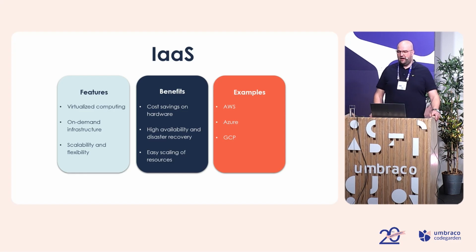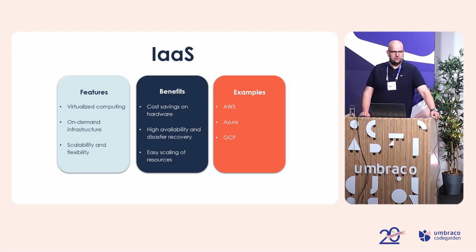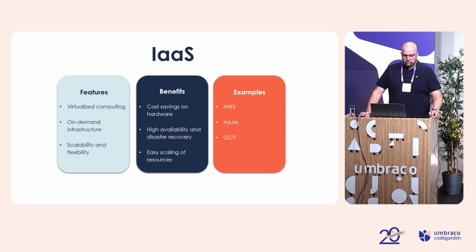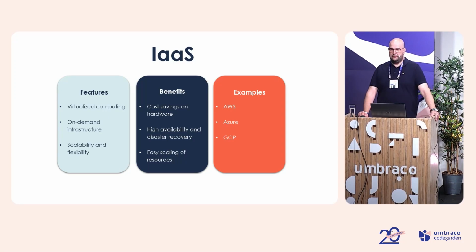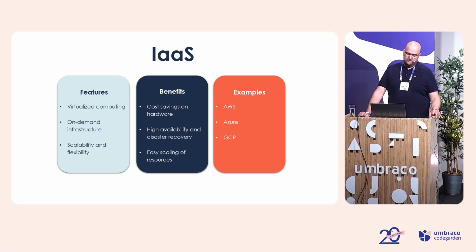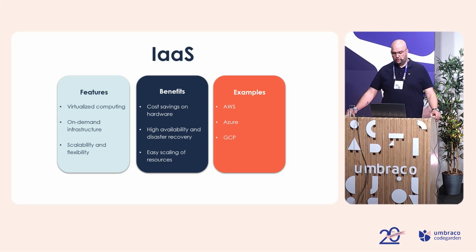So starting off with IaaS, which is actually infrastructure as a service, we've got features such as virtualized computing, on-demand infrastructure, scalability and flexibility, and we've got benefits where basically it will save you cost. You can read, I'm not going to go through them all, but examples of this are AWS, Azure, or Google Cloud Platform.